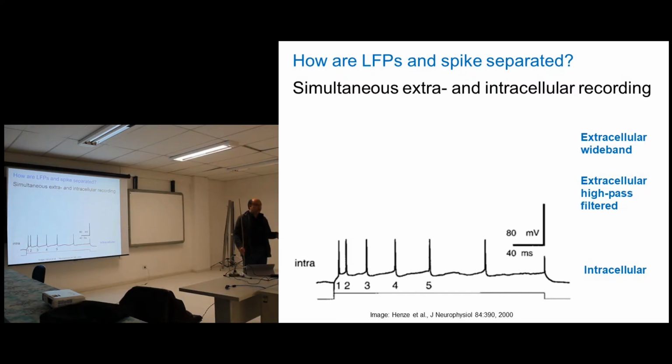How is it that we separate out LFPs from spikes? This is illustrated very nicely in this experiment that was done in this paper here. I think the idea was to illustrate this. It wasn't to test any hypothesis, but it illustrates this very nicely. In this experiment, they have an intracellular electrode, so they're recording from a neuron intracellularly. They also have an extracellular electrode, so they can measure what happens both intracellularly and extracellularly at the same time, right? That allows us to compare intra and extracellular.